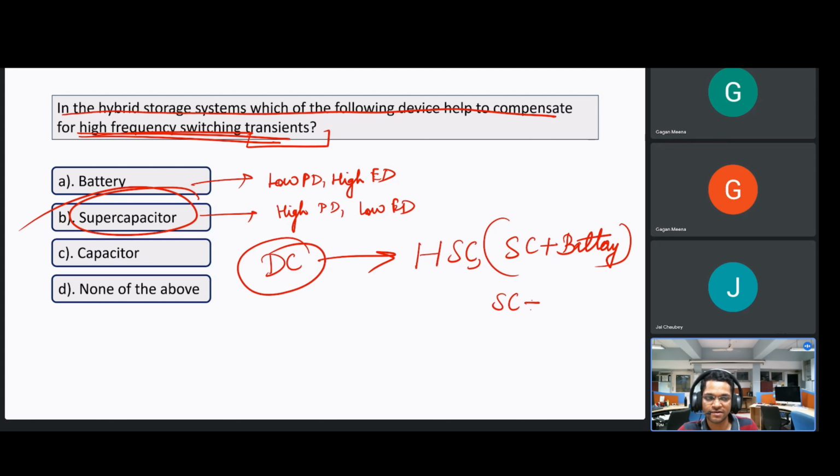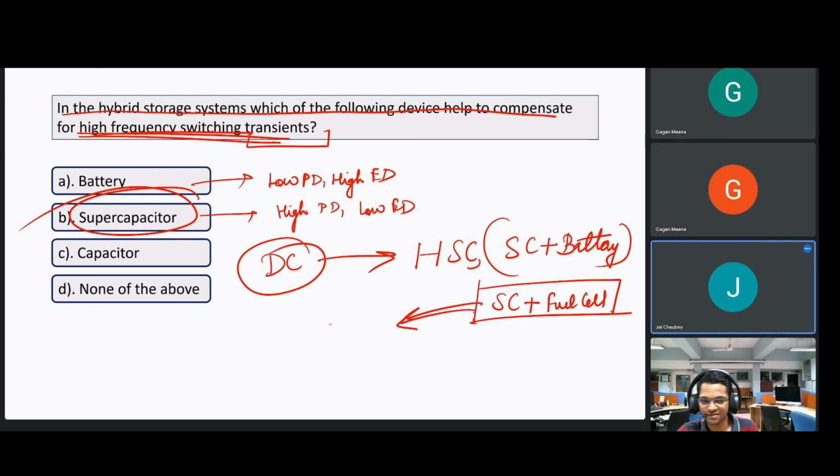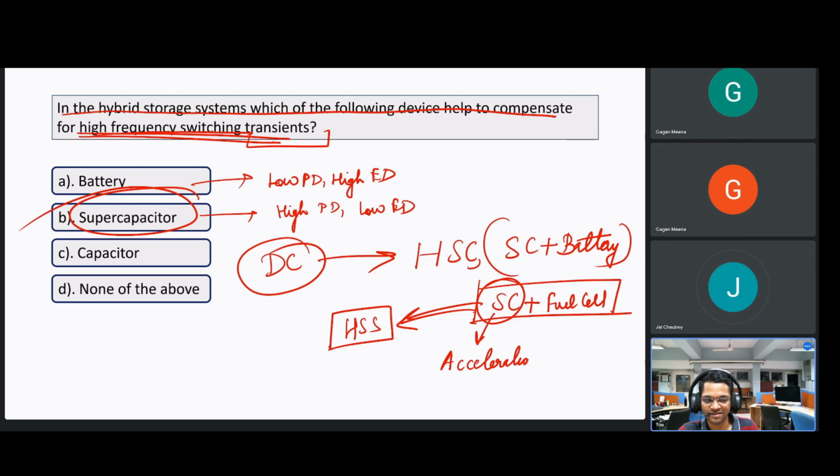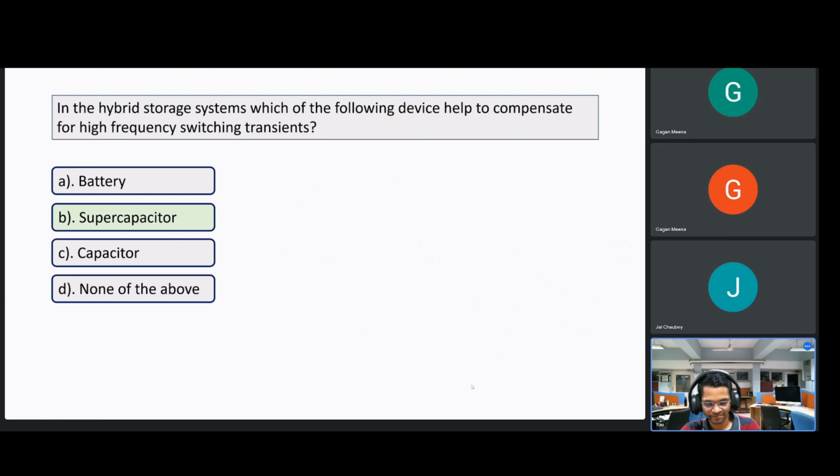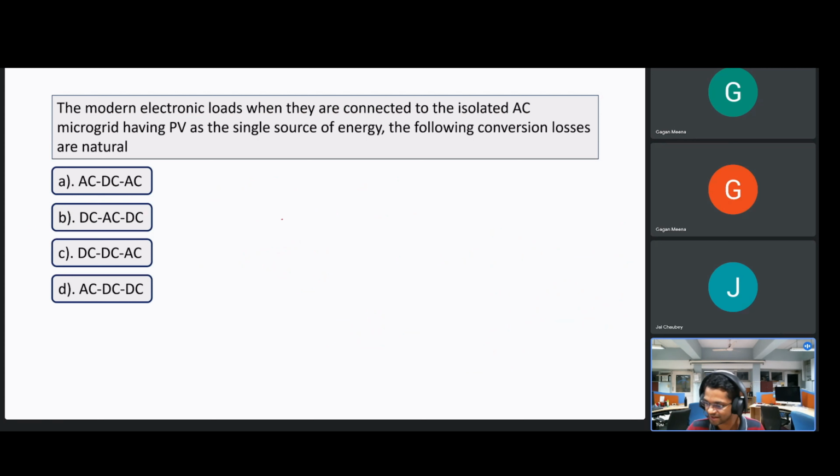You can also have a hybrid of supercapacitor and fuel cell. There is one vehicle which uses this supercapacitor and fuel cell hybrid, because the supercapacitor can cater to transients. For initial acceleration, we can use the supercapacitor, and after that, the fuel cell can be used. So this we have also discussed.